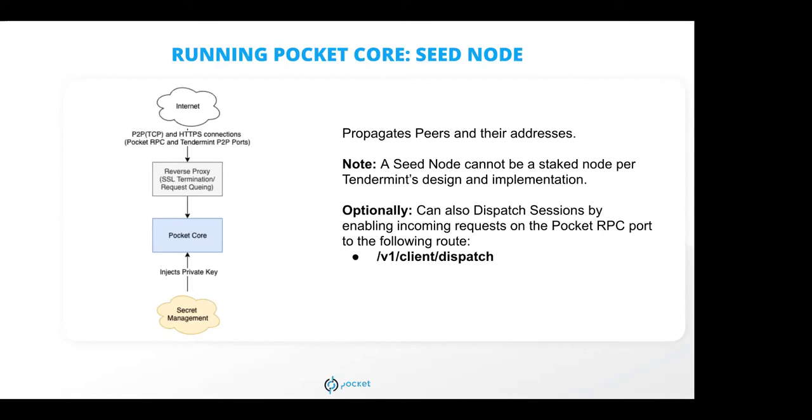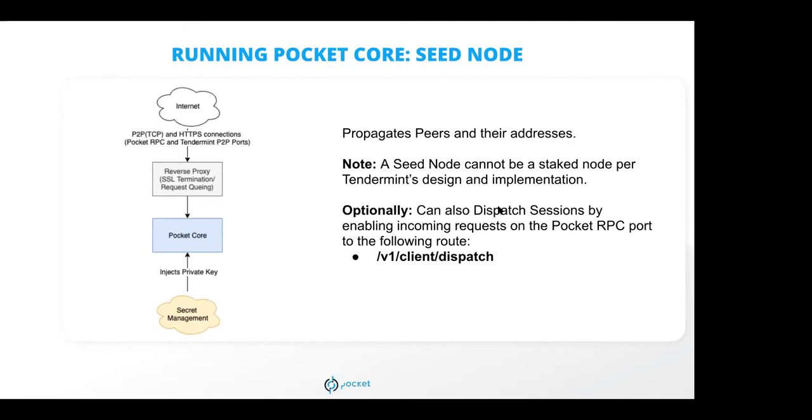But later on, we came to the realization, even after diving deeper into the Tendermint code, that this is actually by design. And then optionally, your seed nodes can also be dispatchers. So you can dual purpose there and have your seed nodes be dispatchers at the same time by enabling requests on the Pocket RPC port to the following route.